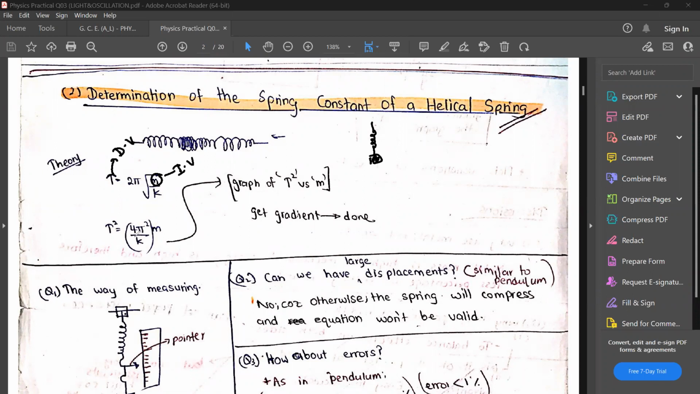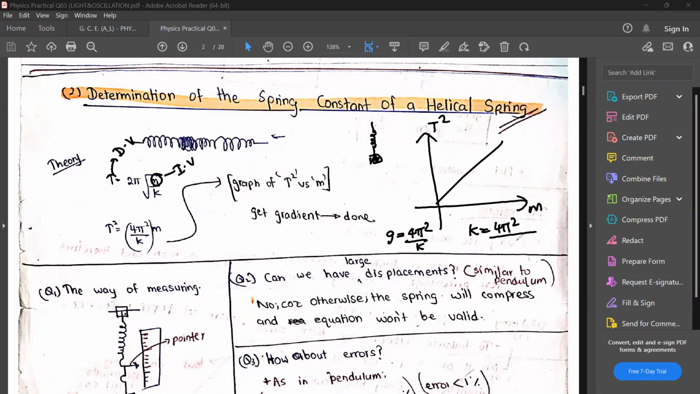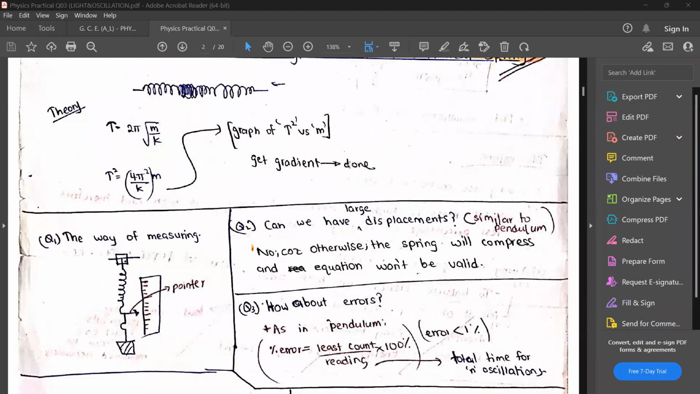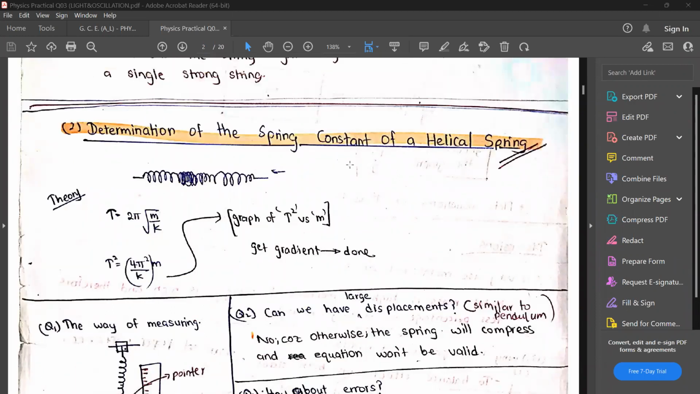According to this equation, we look at how T squared will vary, and then we plot a graph. This graph's gradient is given by 4 pi squared over k. So we can say k is equal to 4 pi squared over the gradient. The spring constant can be determined from the gradient. It's very simple, just like the above one. Then remember, can we have large displacements? No, because otherwise the spring will compress and the equation won't be valid. This equation is valid for small displacements only.